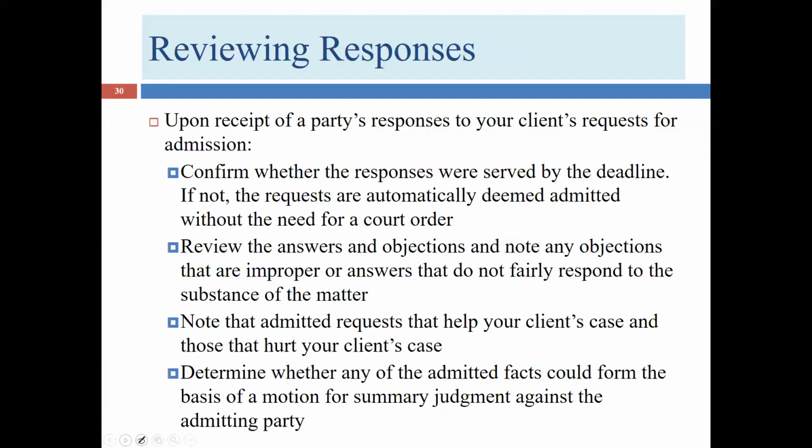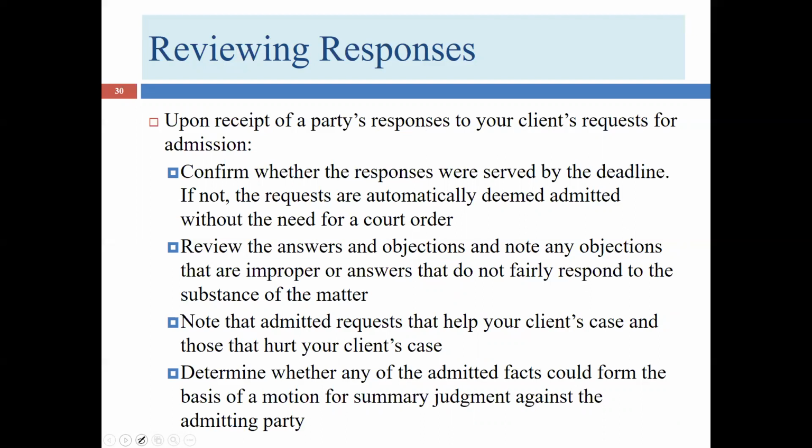And now you are being charged with the task of reviewing that information. Well, one thing you're going to want to do is make sure that they were sent to you and received by you by the deadline. If they were too late, then all those denials they have may well have become admissions. You want to go through and look at the objections and see if they were reasonable or if they made objections that were not valid.